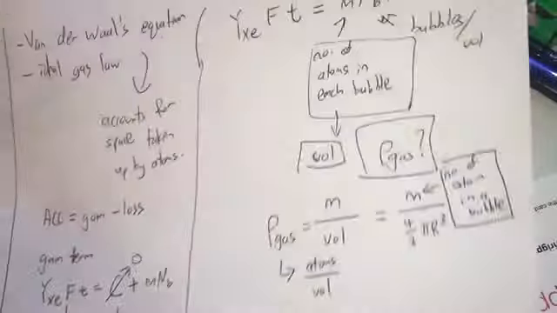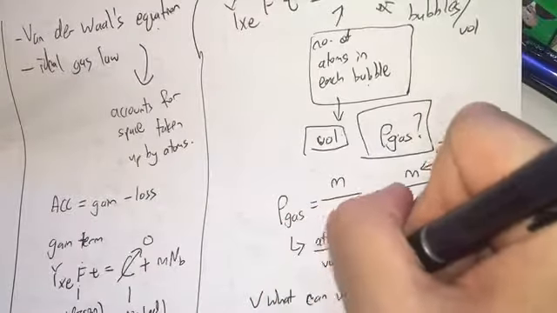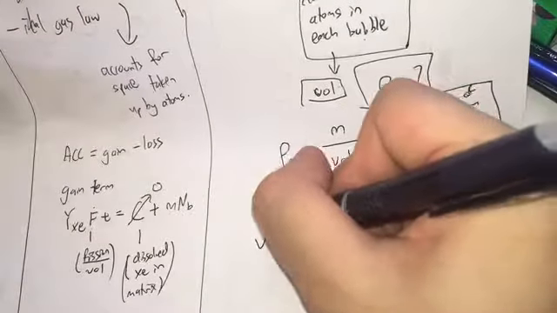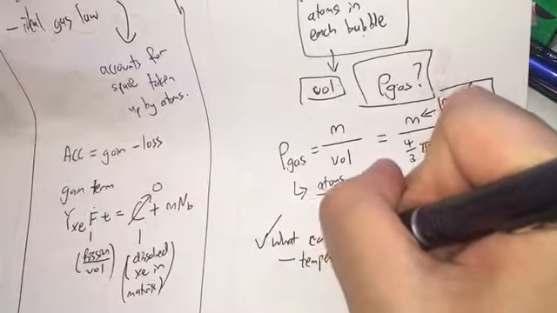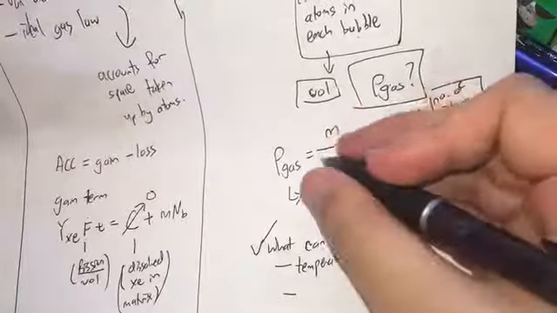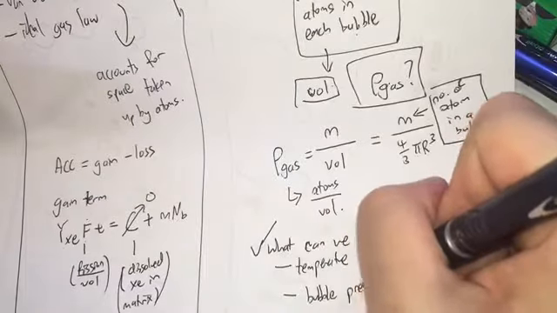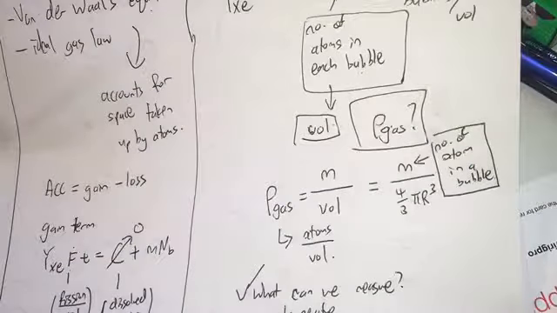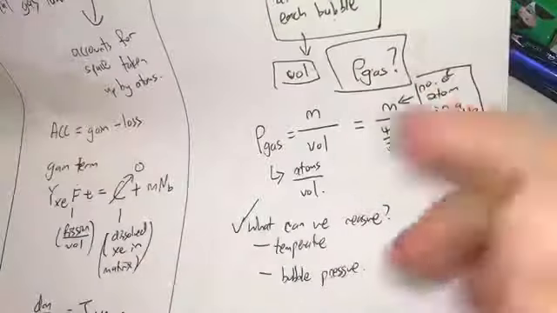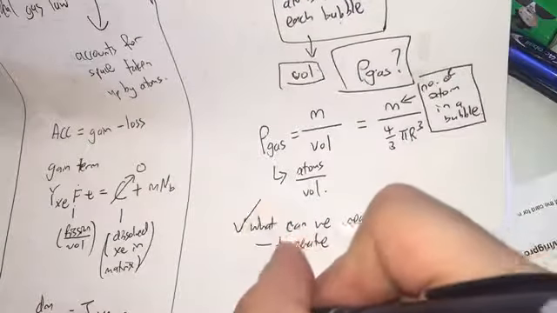So what can we measure? We can measure temperature, or we can have a good estimate of temperature and, to a lesser extent, bubble pressure. So we need to relate all of this to density. So we can get bubble density so as to find the volume by going for this.